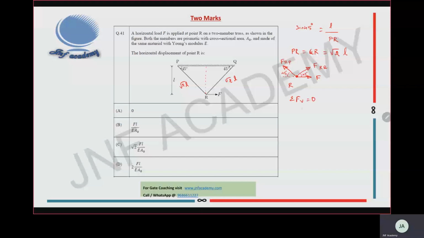FRP sine component plus FRQ sine component is equal to 0. So we have a relation between these two. One is opposite to another one. After using this vertical equilibrium equation, we got the relation like this. Then the same way, we'll go for a horizontal equilibrium. FRQ cos component plus F. These two forces are acting towards right hand side, so I'm taking it as positive.